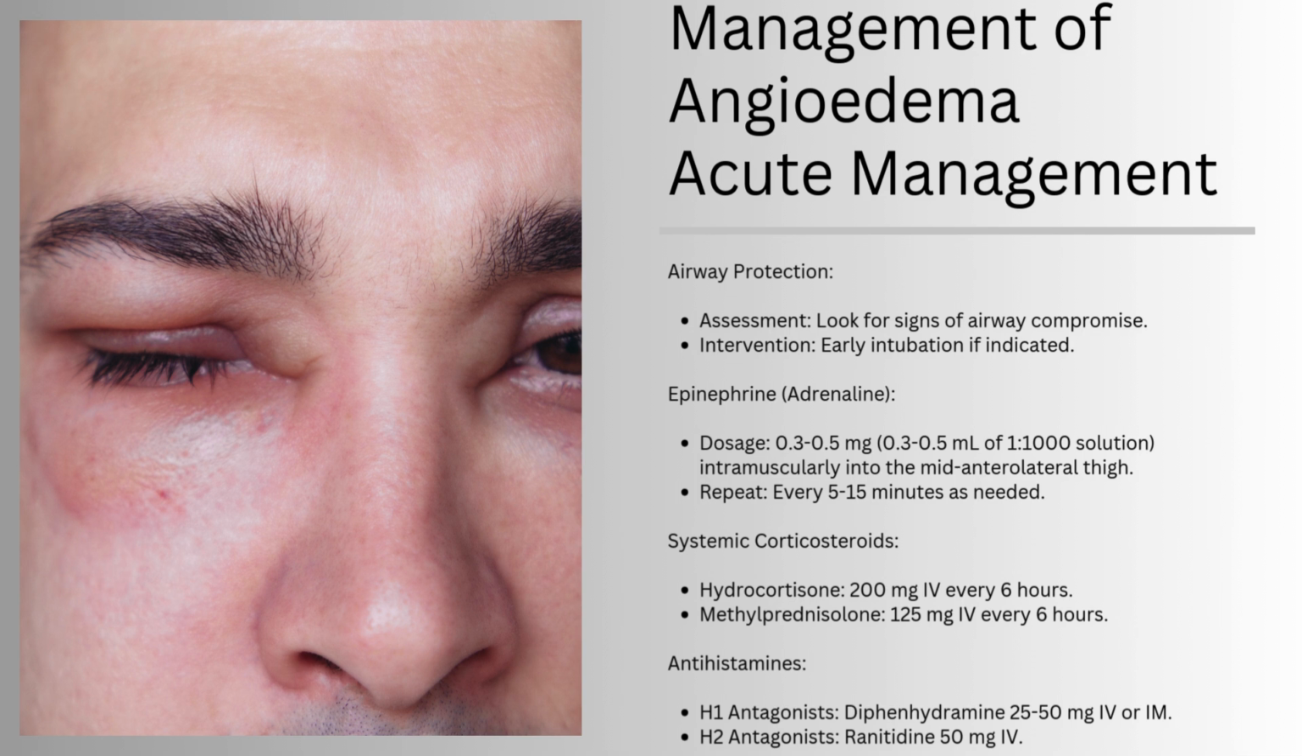For life-threatening angioedema, administer epinephrine (adrenaline), dosage: 0.3 to 0.5 mg, that is 0.3 to 0.5 ml of 1:1000 solution, intramuscularly into the mid-anterolateral thigh.